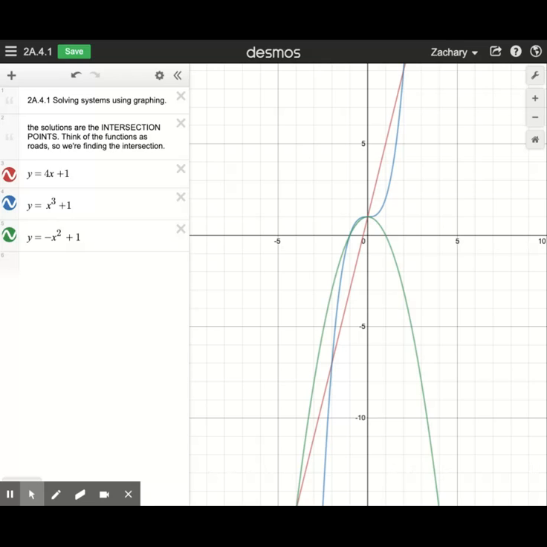All right. So where are our solutions? Where is the one solution, or maybe 2 or 3, the one solution for all 3 of them? Where's the one solution for all 3? Just one.